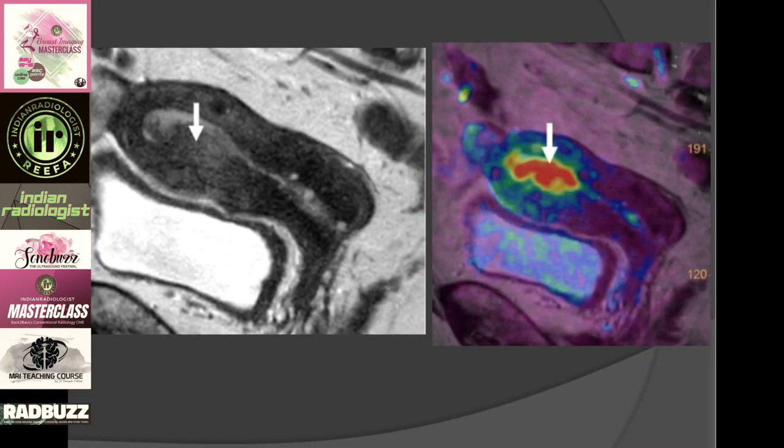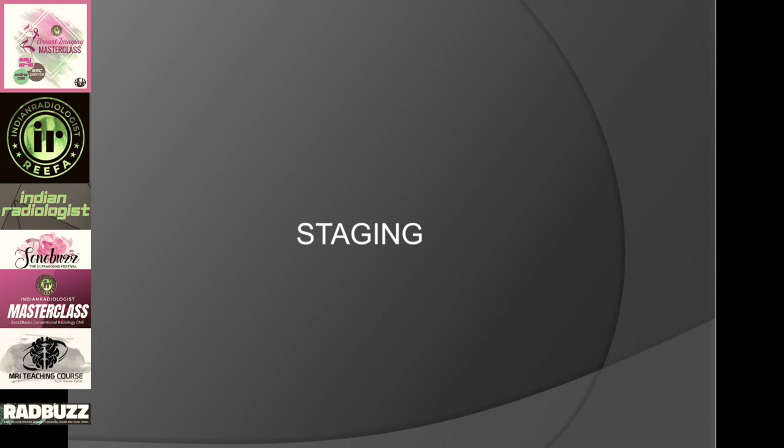This is just another example. The image on your left is a sagittal T2 weighted image, which shows the tumor very nicely. And the second one is a fused image of diffusion and a T2 weighted sequence, which is showing restricted diffusion in the tumor. So now we will move on to individual staging.